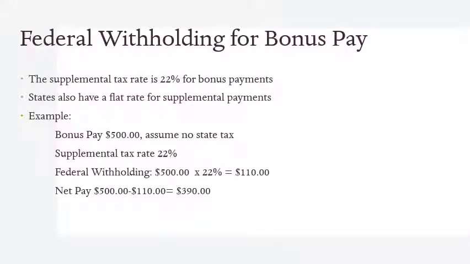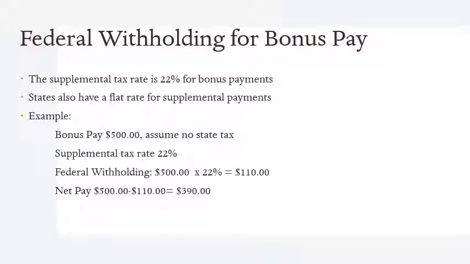Now let's talk about federal withholding for bonus pay. This is a little bit different than what we've been talking about. The supplemental tax rate is 22% for bonus payments, and states also have a flat rate for supplemental payments. This is usually anywhere from 5 to 6% on bonuses. As an example, let's say an employee has a bonus pay of $500, and in his case, we'll assume that there is no state tax.